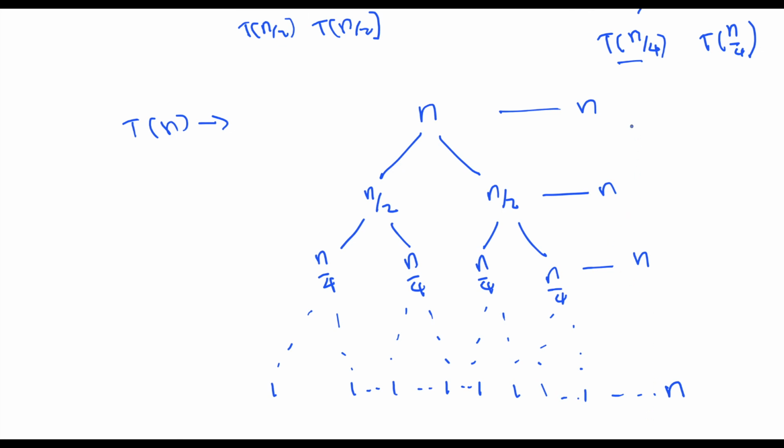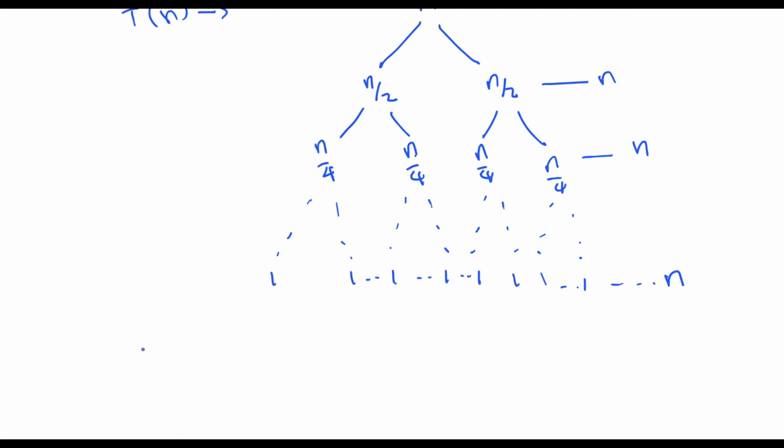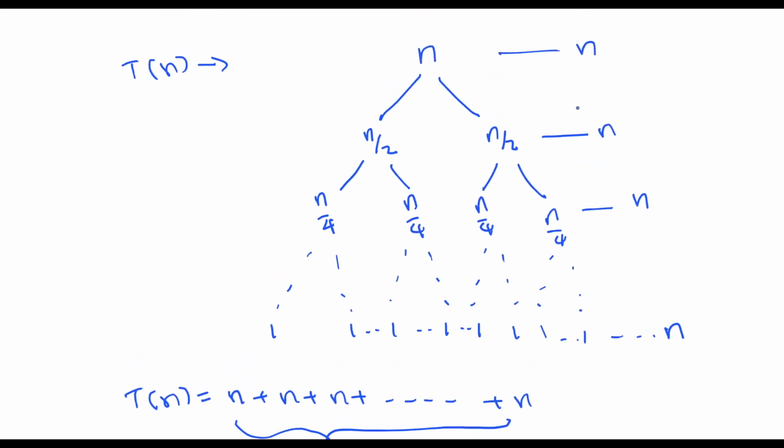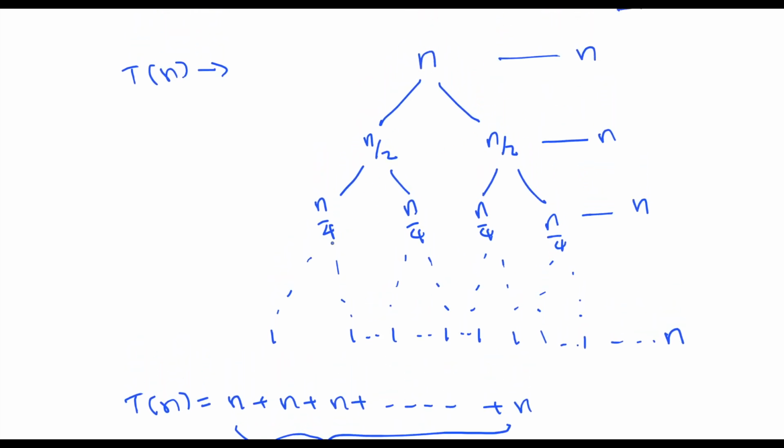Okay, now we have to add all these n values. Now the total cost T(n) is n plus n plus n plus etc. plus n, but we do not know how many n's are there. So we don't know the number of terms. In order to find the number of terms, you can see that the denominators of these input sizes are varying with the power of 2.